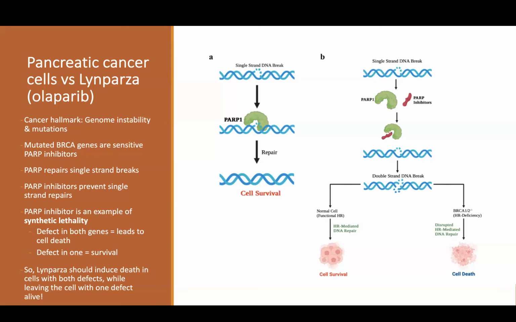If there's a defect in both of the genes, it's bad. It leads to cell death. But if there's just a defect in one of the BRCA genes, then it's okay because it relies on its redundancy pathway, its other pathway, to fix the DNA strand break. So Lynparza should induce death in the cells with both defects while leaving the cell with just one defect alive.